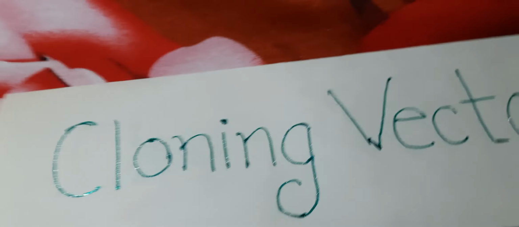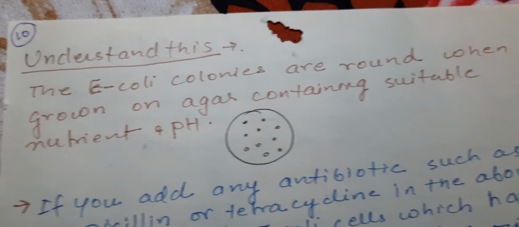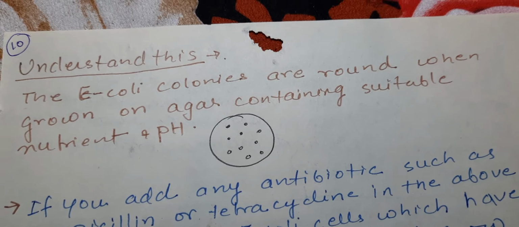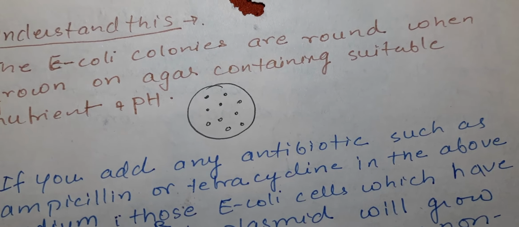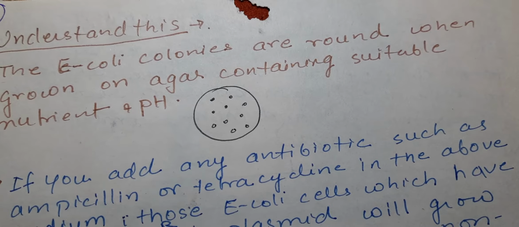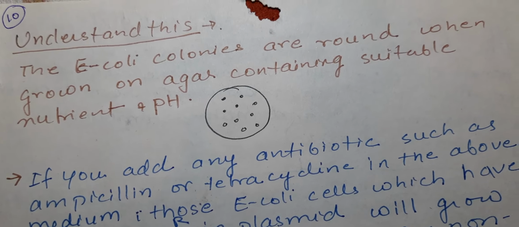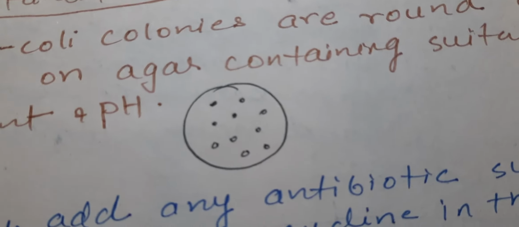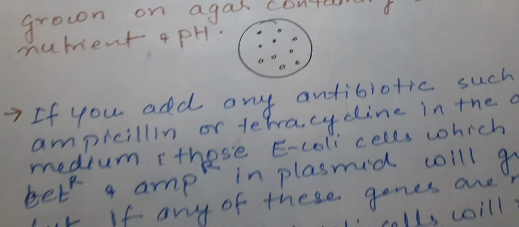Let's understand certain things to understand this in a better way. The E. coli colonies are round. So when you grow on the agar plate, Petri plates are there. In that we put the agar medium and then we adjust the pH. Nutrients are added, and it is solid medium. So you can see E. coli colonies round in shape. They are growing on the agar medium.